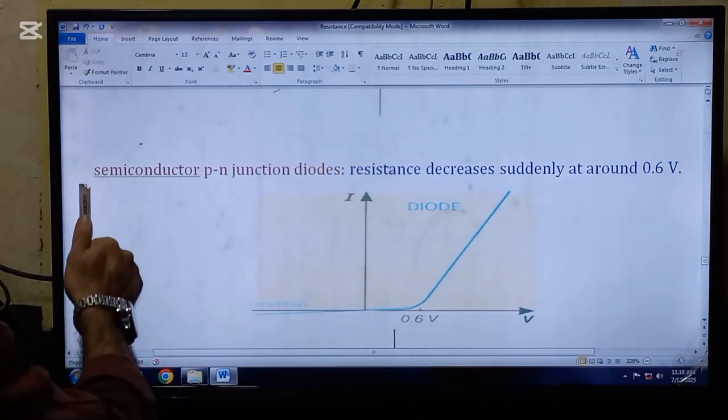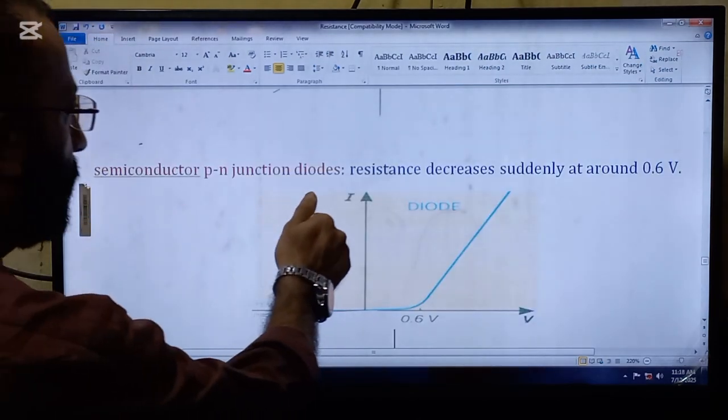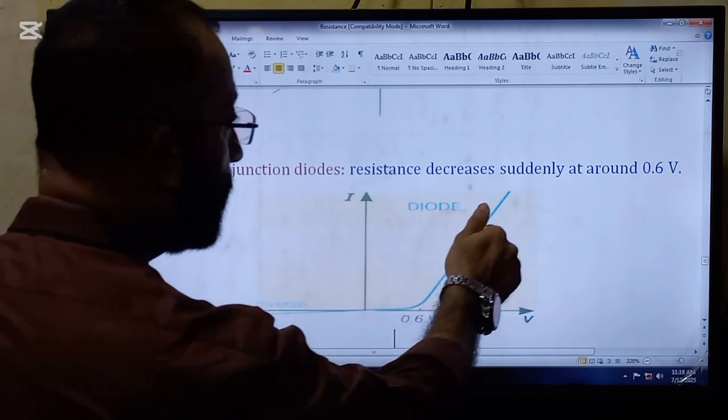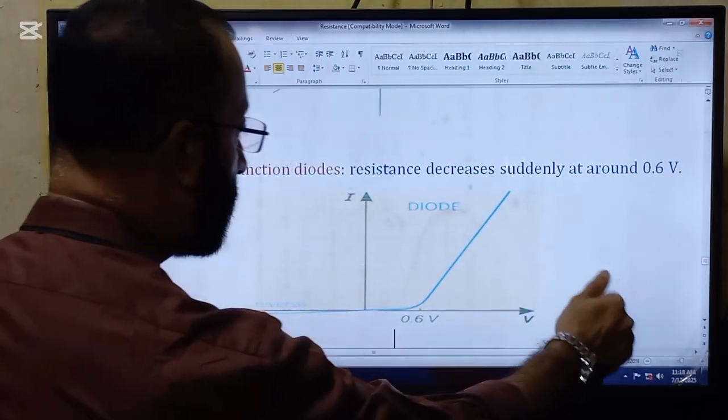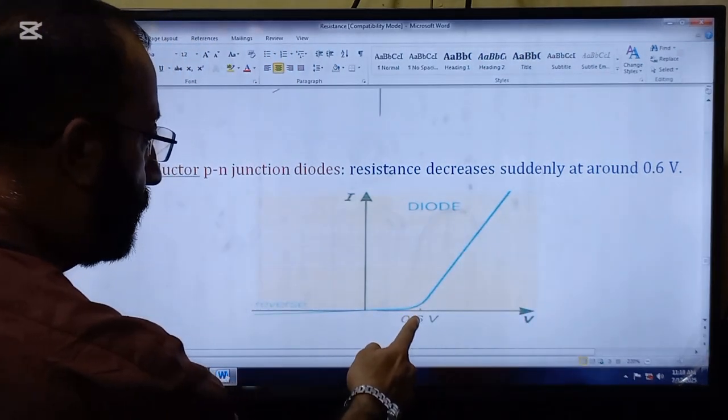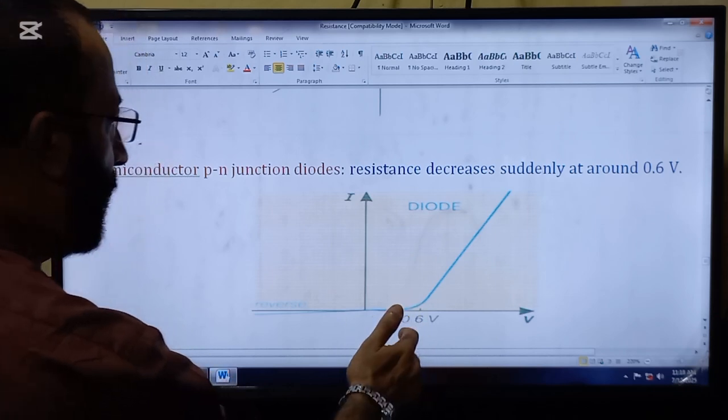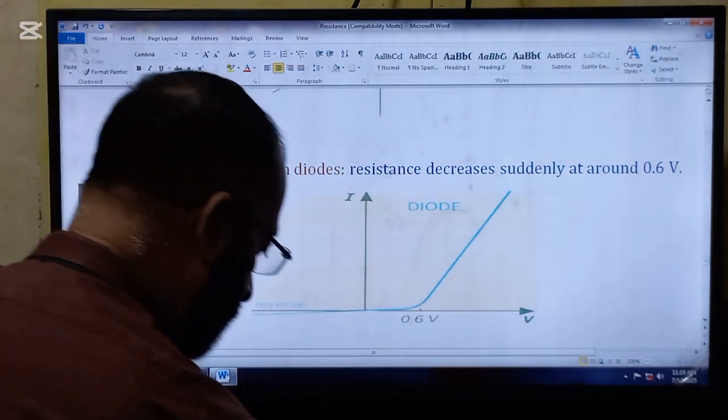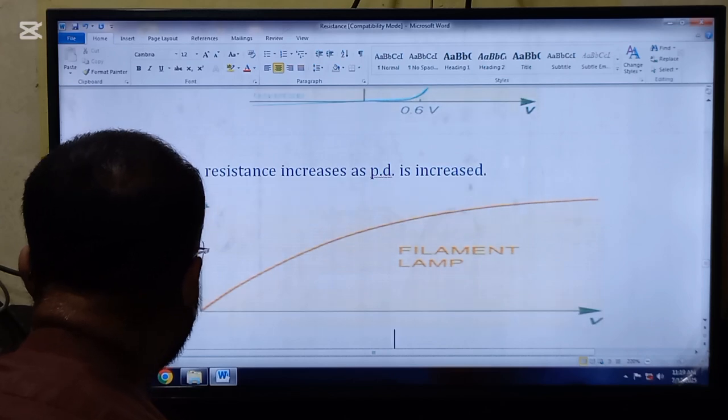Next thing that we are going to read is semiconductor p-n junction diodes. Resistance decreases suddenly at around 0.6 volts. So you can see here the resistance suddenly decreases. So this is the figure which is showing the effect.